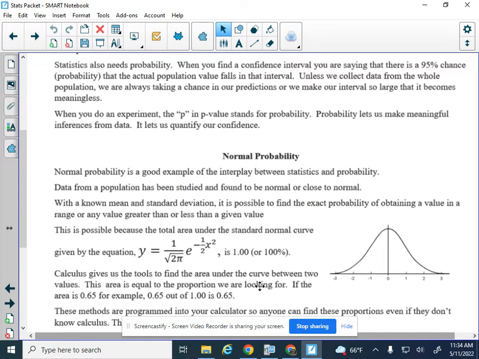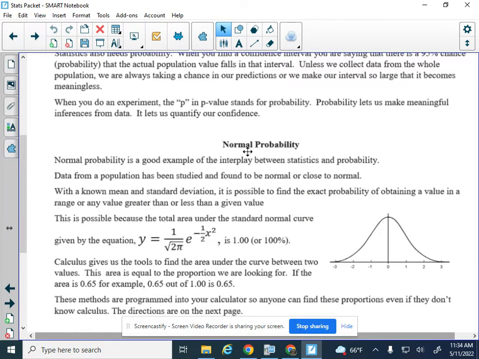So today we're going to look at normal probability, specifically normal curve probability. Normal probability is a good example of the interplay between statistics and probability. Data from a population has been studied and found to be normal or close to normal. With a known mean and standard deviation, it is possible to find the exact probability of obtaining a value in a range or any value greater than or less than a given value. This is possible because the total area under the standard normal curve, given by this equation, is 1 or 100%.